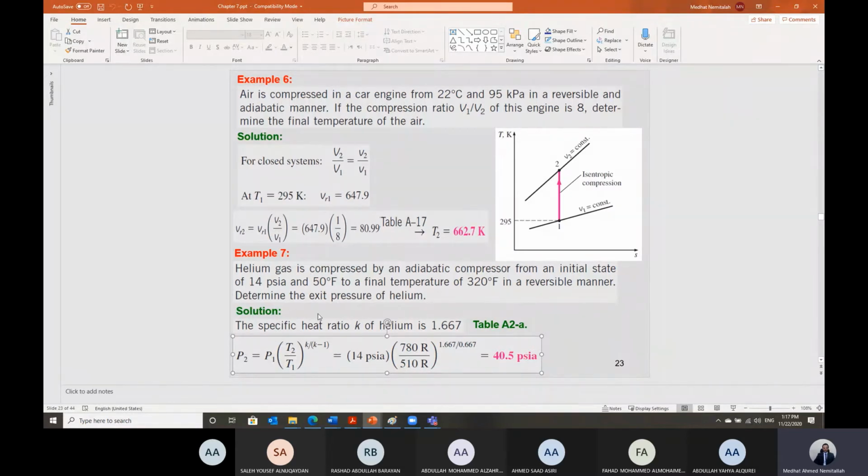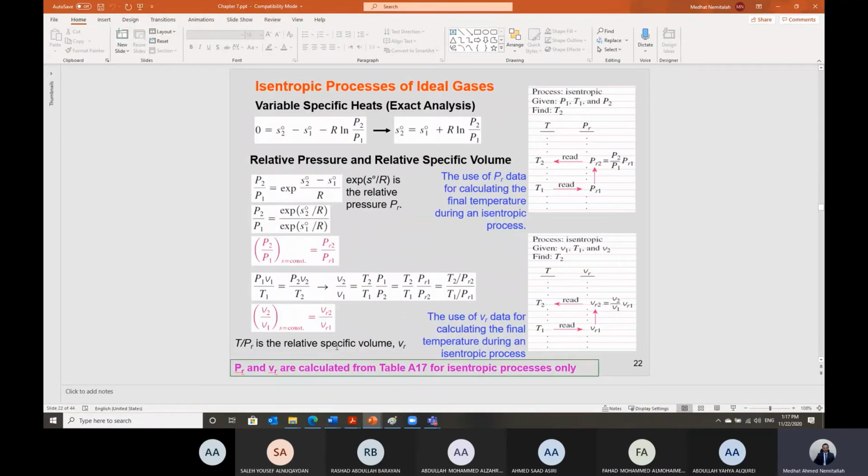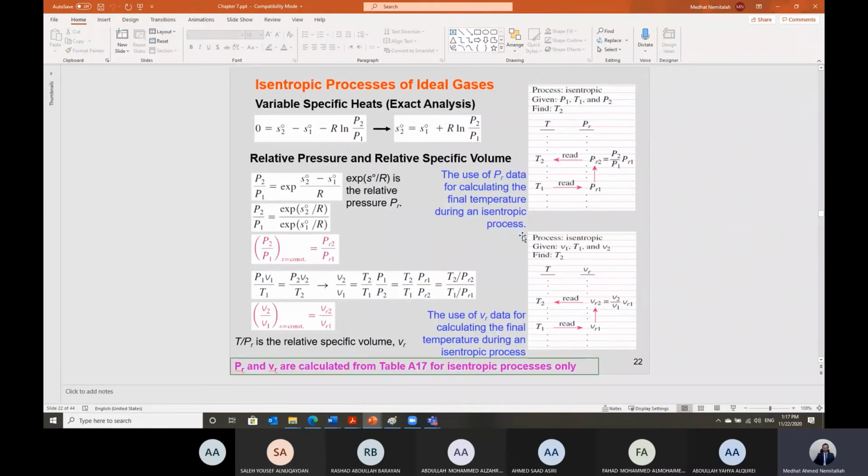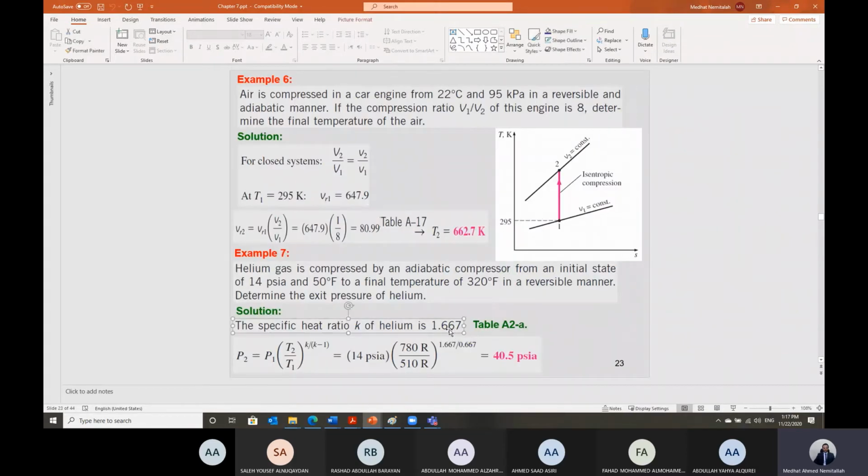So we can say P2 over P1 equals T2 over T1 to the power k over k minus 1, which is this relationship. We can take this exponent to the other side, flip it, so P2 over P1 equals T2 over T1 to the power k divided by k minus 1. But where can I get k? The value of k, the specific heat ratio, is from Table A-2b. But actually helium is not in Table A-2b.